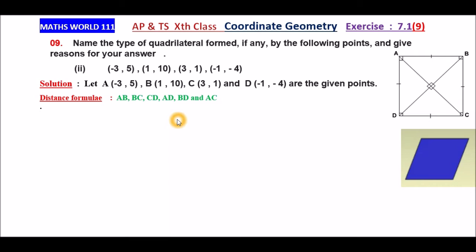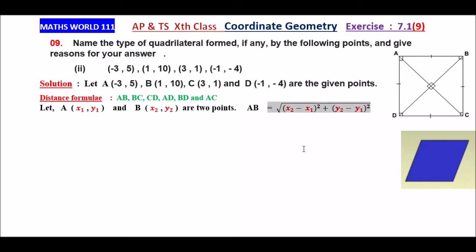Now, what is the distance formula? Let A(x1, y1) and B(x2, y2) be 2 points. The distance between these 2 points, denoted by AB, is equal to the square root of (x2 minus x1) whole square plus (y2 minus y1) whole square. Okay, first find AB.